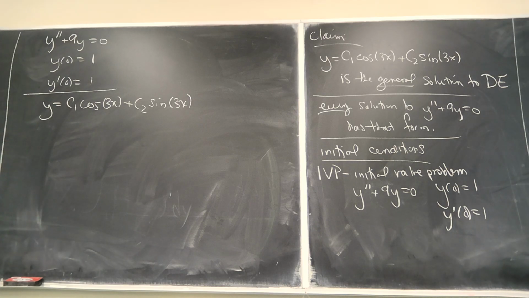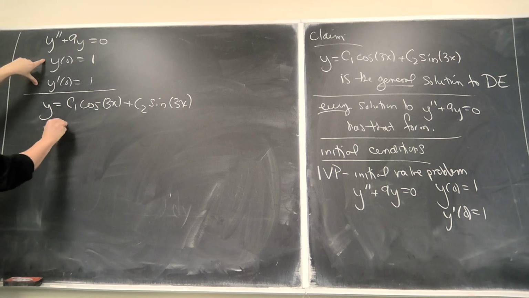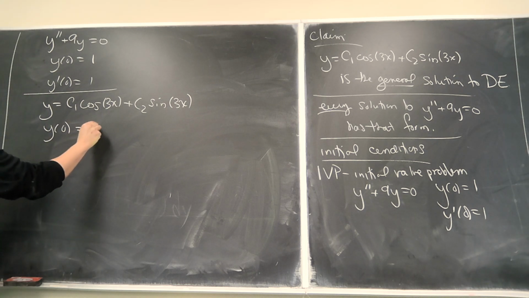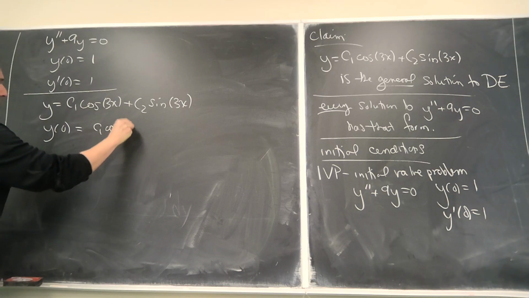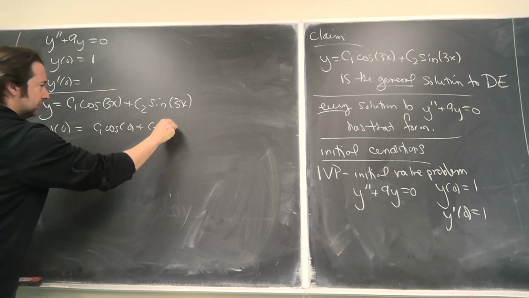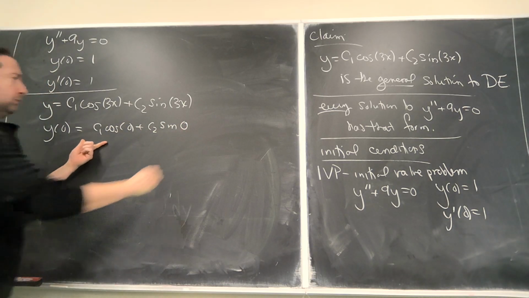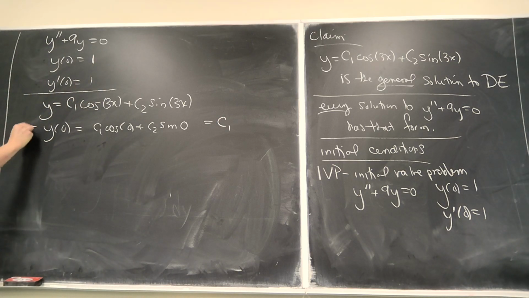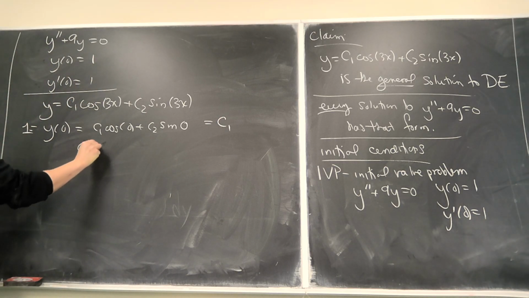In the same way when we did antiderivatives, that you could tell me the plus C if I give you one additional piece of information. The same thing will happen here. If I give you more information, you can solve for C1 and C2. So y of 0 would be C1 times the cosine of 0 plus C2 times the sine of 0, which is equal to C1. But if y of 0 is also supposed to be equal to 1, then that means that C1 is equal to 1.